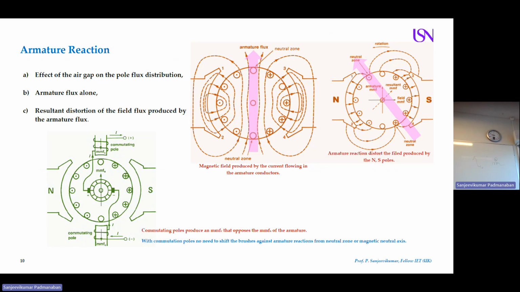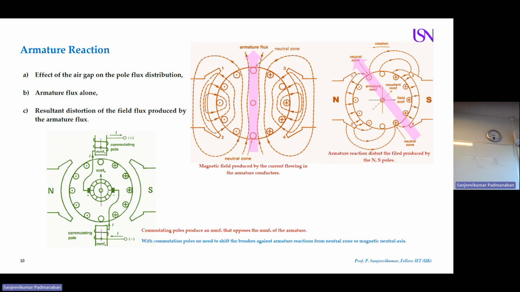Because of the shifting of your magnetic neutral axis from its original position, and because the rotor is rotating very fast, we are unable to control the short circuit in a fraction of a second within the conductor inside. You create a short circuit and the sparks arise exactly here.